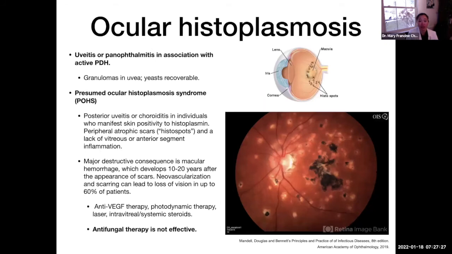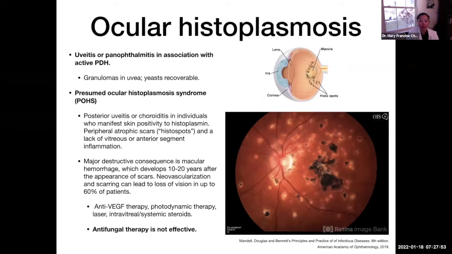Another organ which histoplasmosis can infect is your eye. So ocular histoplasmosis, and there are again two forms of that. One is associated with your active or acute PDH, and that would present as uveitis or panophthalmitis. You will see granulomas in the uvea, and yeasts will actually be recoverable.